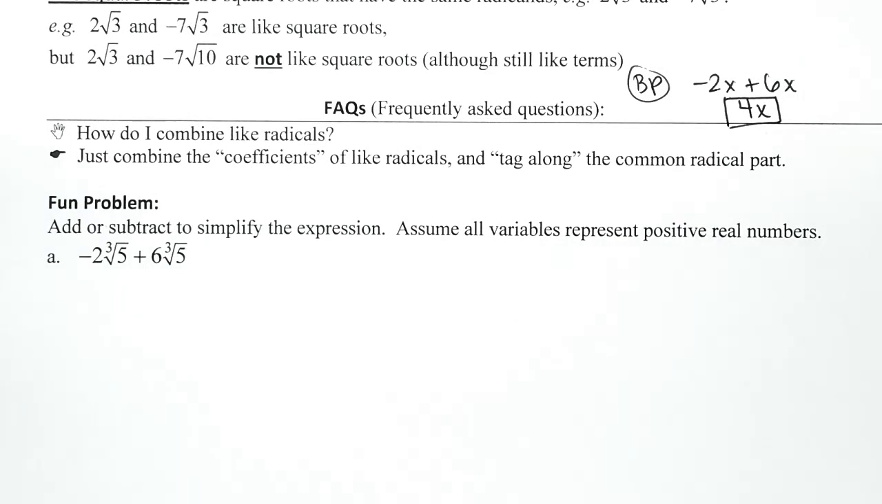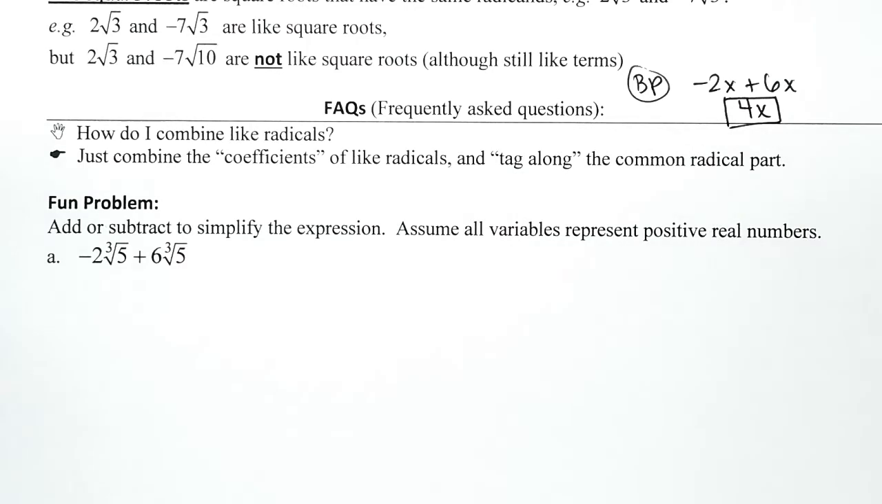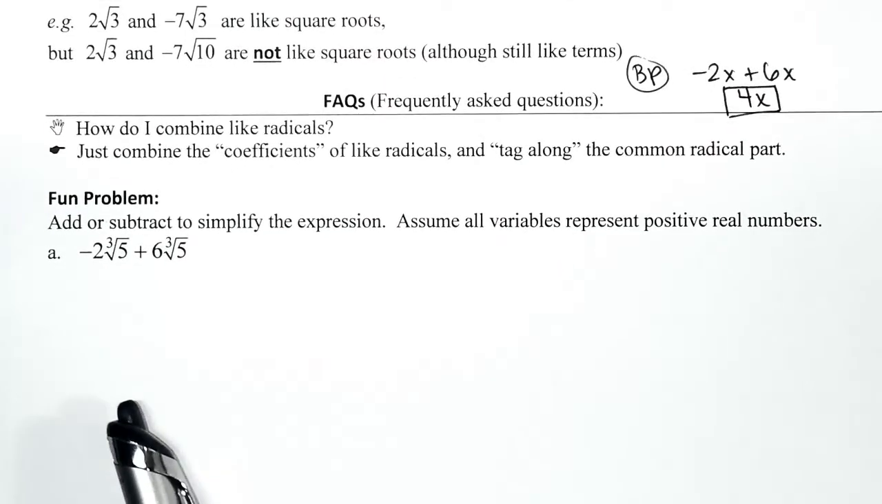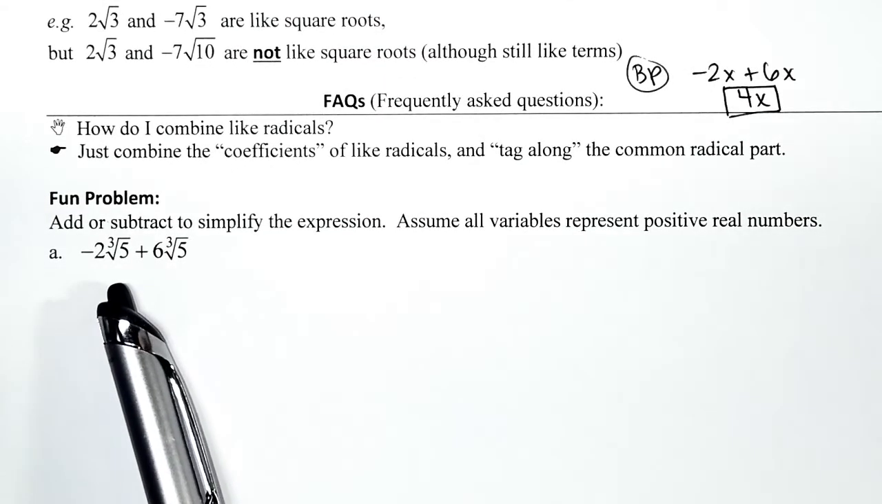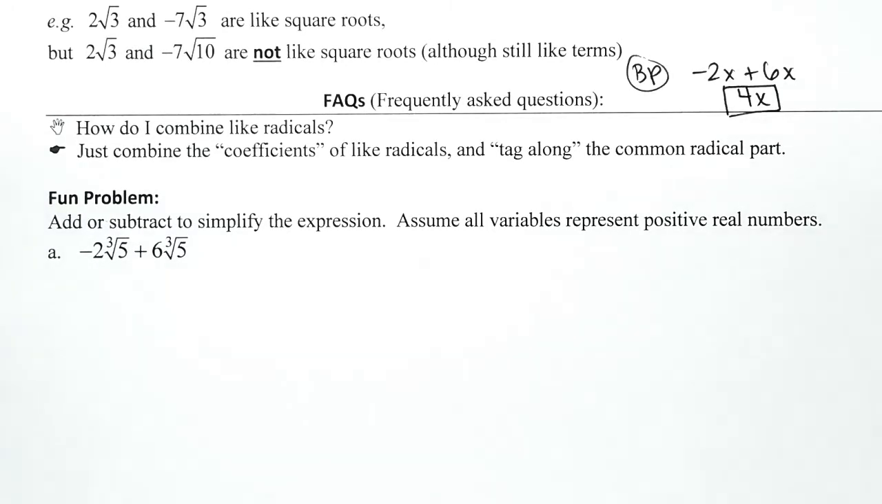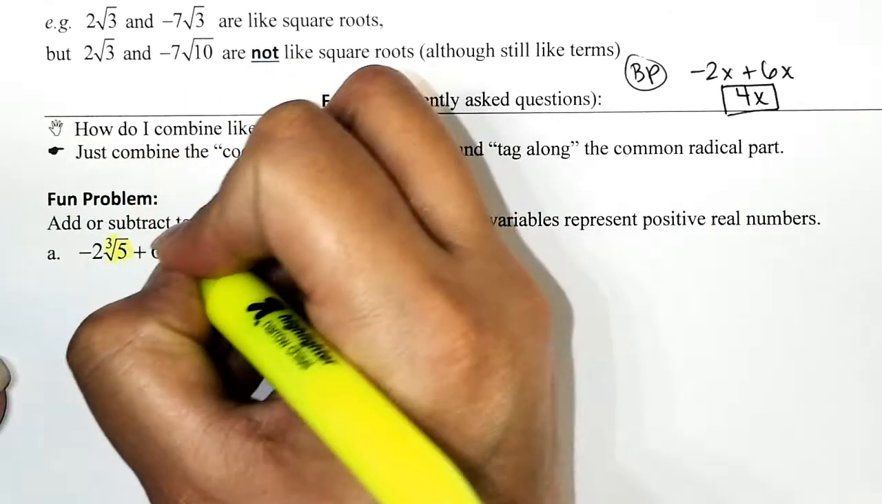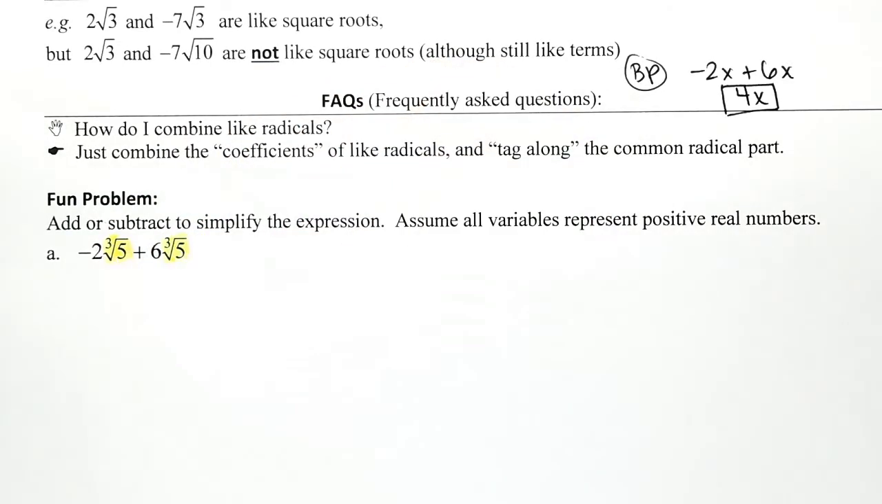Of course, there are going to be radicals involved, so sometimes we have to do some steps in between. But that's pretty much how it goes. So for problem A, we have negative 2 times the cube root of 5 plus 6 times the cube root of 5. I'm going to ask myself, are these like radicals? Do they have the same radical part? Well, they sure do. So how are we going to combine them?